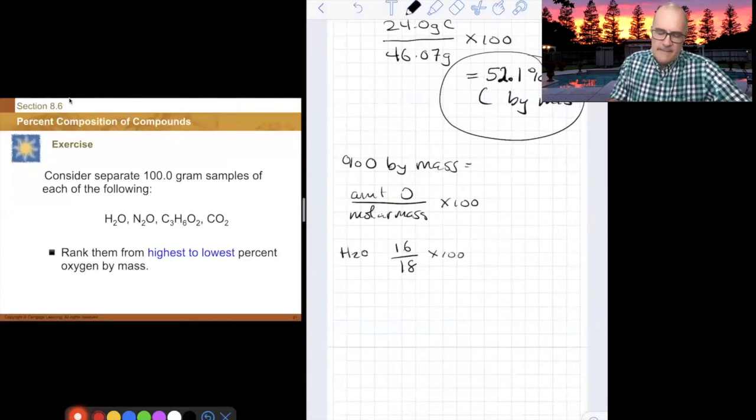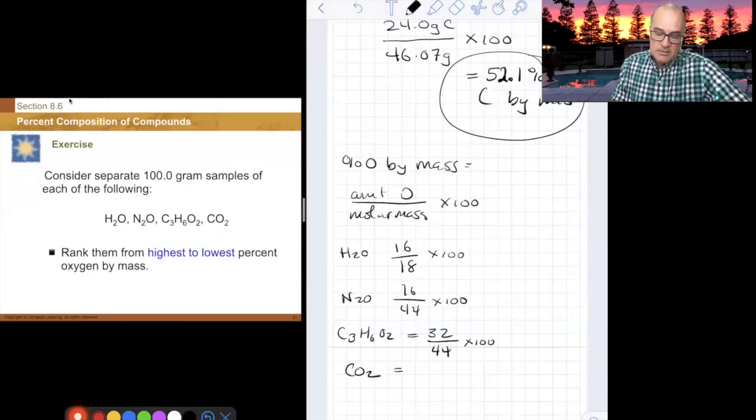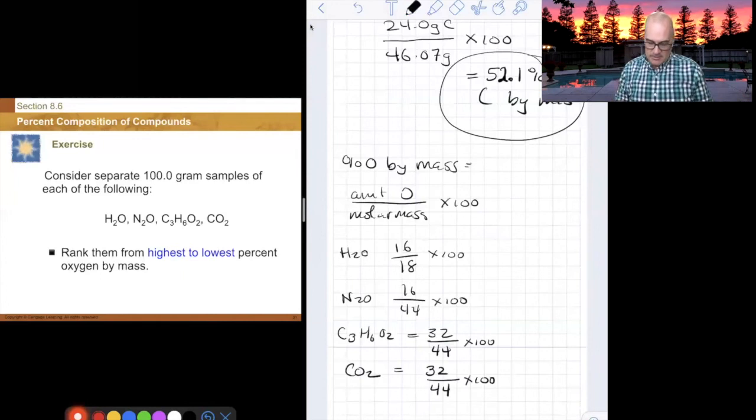That's pretty close to 100, right? For N2O, remember the molar mass of N2O was 44. This is going to be 16 over 44 times 100. For C3H6O2, this is going to be 2 times oxygen's mass, or 32. The total mass is 44, I believe I said before. And for CO2, this is also 32 divided by 44 times 100. Let me take a second and check this answer for C3H6O2. Yeah, I knew that was wrong. It's 74, not 44. That makes the answer a little bit more apparent.